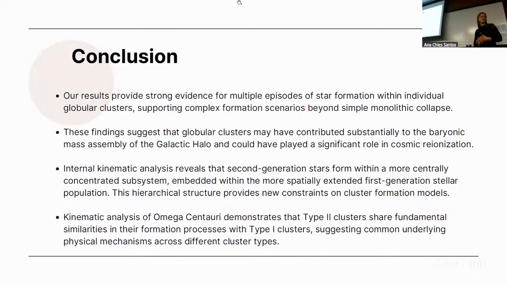I have one question while Horacio types. What are the current simulations, or can you tell from the data, how long this process from first to second generation or population lasts? It's super hard to say from the data, but from models, they typically consider that there's an interval of about 40 million years between, for sure smaller than 100. So for example, if you are fitting isochrones with differences in age, it doesn't matter.